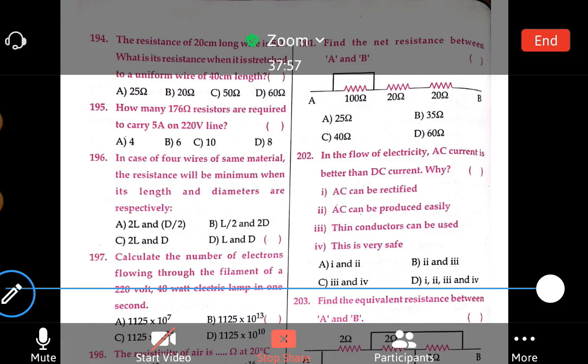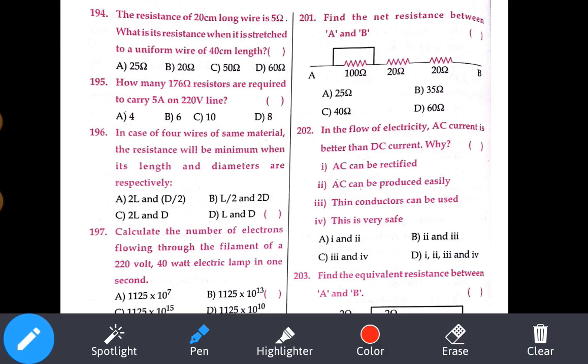Okay, let's see the next question. To find the net resistance between A and B. It's a simple resistance circuit. Try to solve it and comment in the comment box below the description how much you will get. 201st question. Okay, let's see the next question.